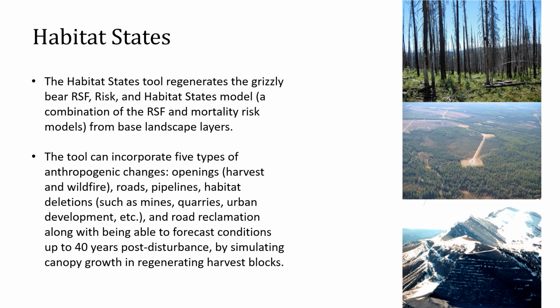Our Habitat States tool regenerates the grizzly bear RSF risk and habitat states model. The habitat states model is created by combining RSF and mortality risk models from base landscape layers. The tool can incorporate 5 types of anthropogenic changes, including openings such as harvests and wildfires, roads, pipelines, habitat deletions such as mines, quarries, urban development, and road reclamation, along with being able to forecast conditions up to 40 years post-disturbance by simulating canopy growth in regenerating harvest blocks.